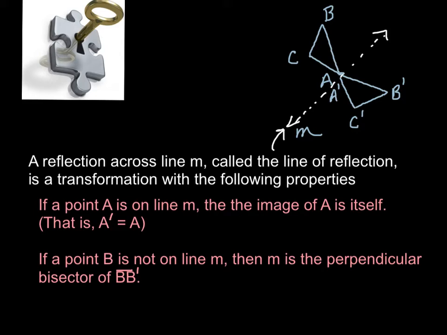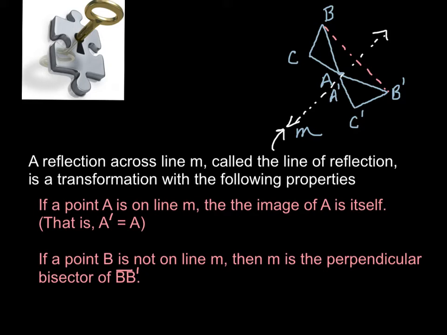Now, here's where the tricky part comes into play, this last piece. If point B is not on line M, then line M is the perpendicular bisector of BB prime. So I'm going to draw this. If you actually connect B and B prime, notice this. This is the important part. BB prime and line M are perpendicular bisectors. Line M is the bisector.